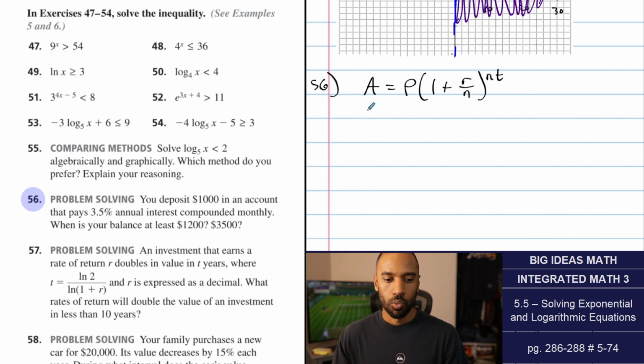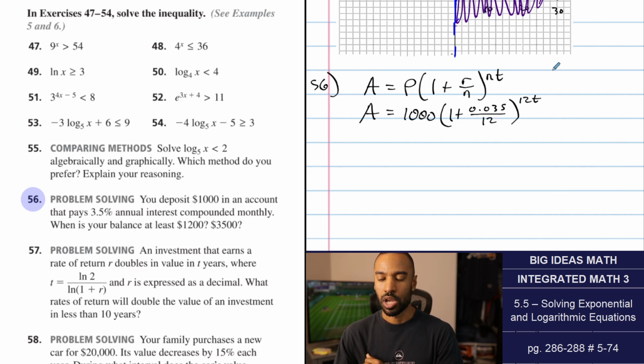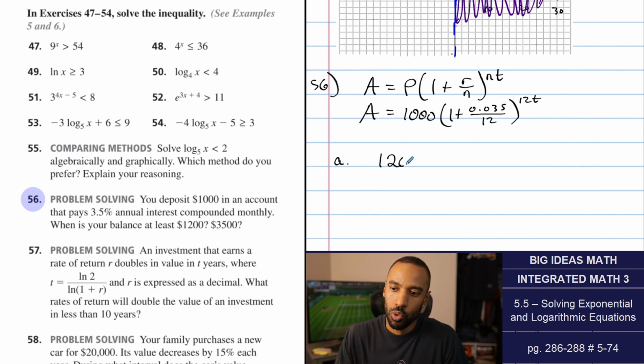Compounded monthly, we're going to be talking about $1,000 deposited. We have 3.5% monthly. And we're talking about the when. When is your balance at least $1,200, at least $3,500? I'm going to say part A for 1,200. We want this side, given a certain time, to be more than or equal to the 1,200, so at least. This is how we're going to write this one out.